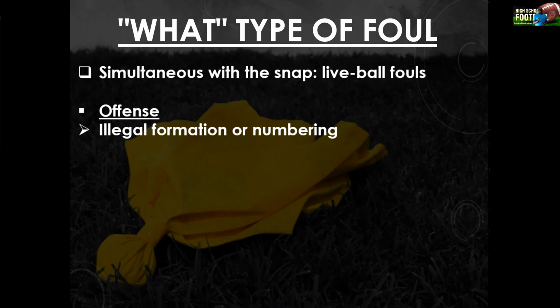But the thing with this is that it can be fixed before the snap, right? So if we have 5 in the backfield and 5 on the line, and one of the fifth players steps up on the line and then they snap the ball, it's legal. So it could be fixed. So basically, simultaneously with the snap means the foul that occurred could have been fixed before the snap.